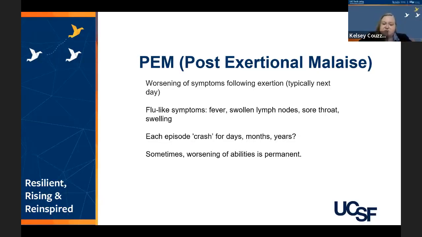So PEM is post-exertional malaise. It is a worsening of symptoms following any type of exertion. It can be physical exertion, or it can be mental or emotional exertion. And oftentimes what healthy people would think of as exertion is not what we're talking about here. We're not talking about somebody that went out and ran a mile or went to a concert last night and stayed up too late. We're talking about somebody maybe that had to pick up their groceries and that was too much exertion for them. Typically the symptoms start about 24 hours later, the next day.